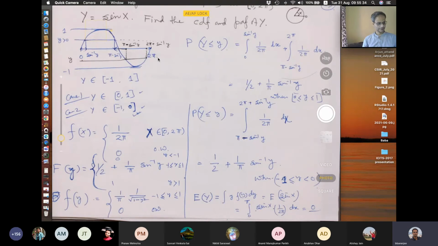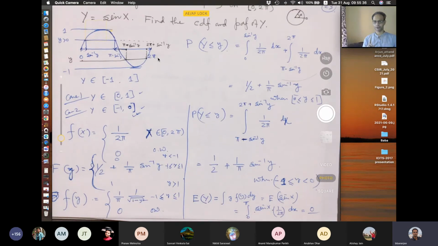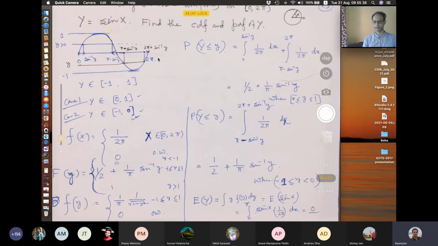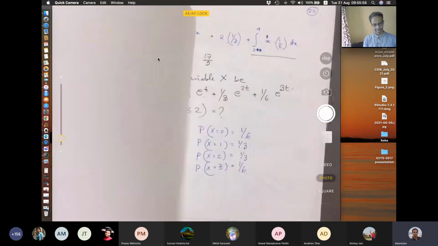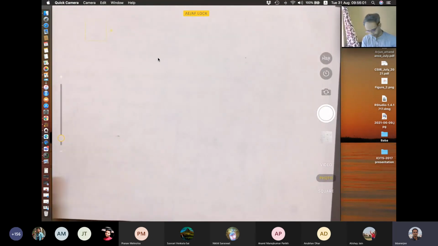To show this thing, I am just telling you that if you know the PDF or PMF and you know a function of that random variable, you start from the very beginning, for which the density or PMF is given, and then you go with that. Okay, 5 minutes time, another quick question. It is a very simple question.